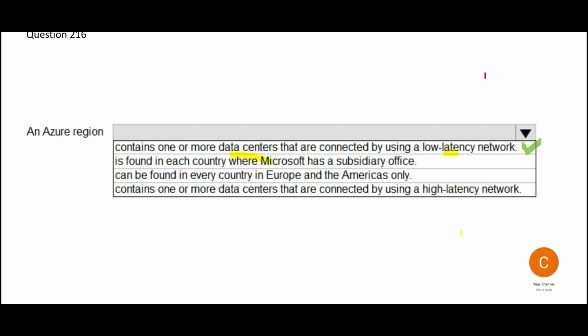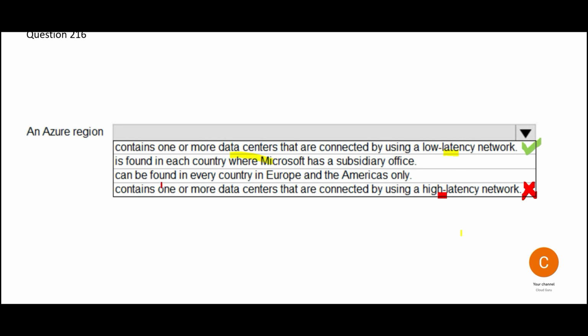Immediately one keyword I find very amusing here: high latency network. Who in the world wants a high latency network? High latency means low performance. That means you are opening Netflix and it will keep on buffering, buffering, buffering. Who wants that? No one, right? So we will straight away mark it wrong.